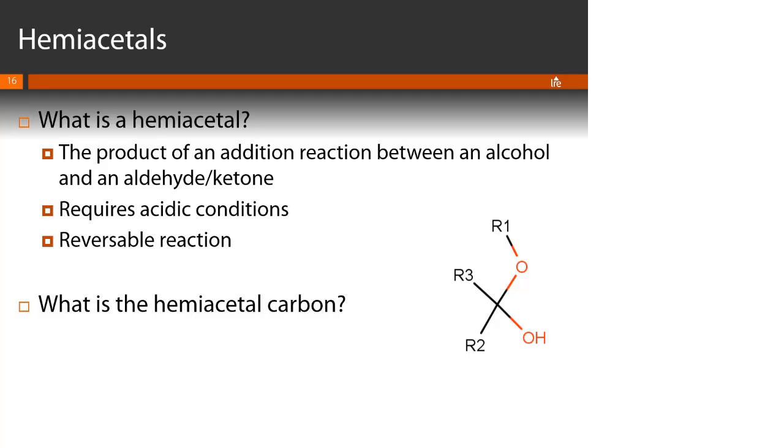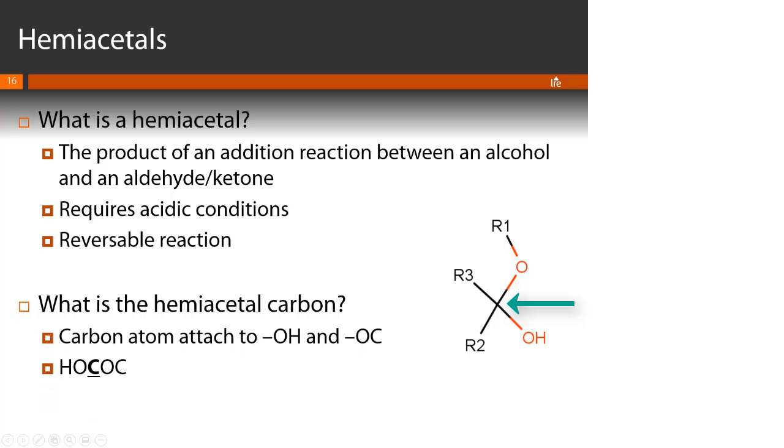So this molecule on the right is what a hemiacetal looks like. A hemiacetal is going to have a central carbon that is attached to both an OH group and an OC group. And we're going to call that central carbon our hemiacetal carbon. So when you're trying to identify a hemiacetal, look for that carbon. So look for this 5-atom sequence, HOCOC. And just a little bit of caution here.